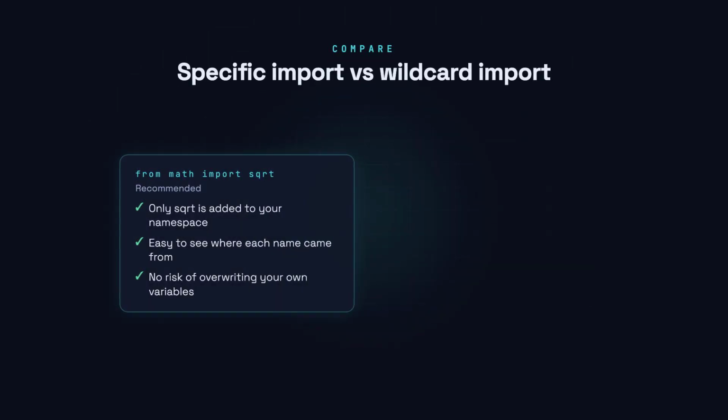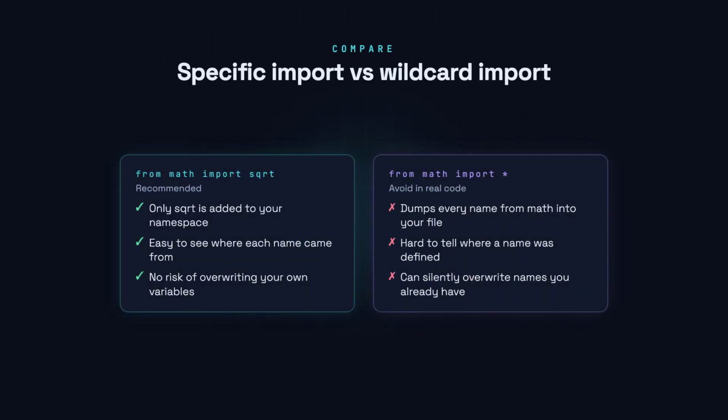The star import pulls everything from a module at once. It feels convenient, but hides where names come from and can cause hard-to-find bugs. Stick to importing only what you need.